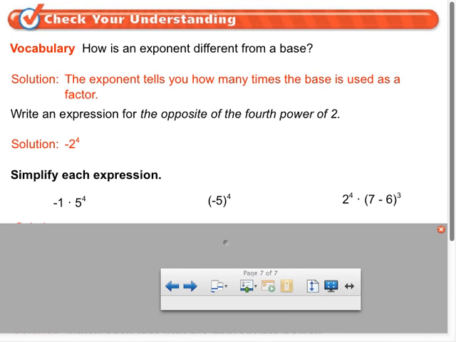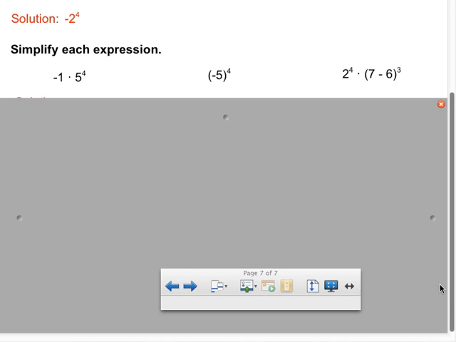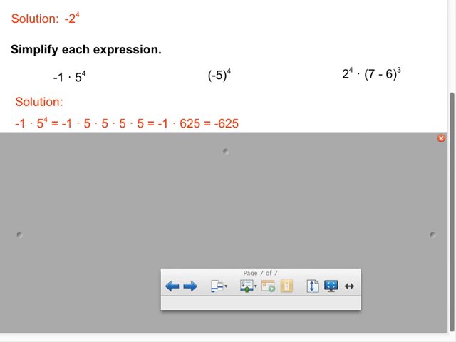Simplify each expression. We're almost done. Out of time. Simplify each expression really quickly before you leave. We're almost out of time. Have you worked this out? Who can share with the class the first answer? Right. Who's got the next one?